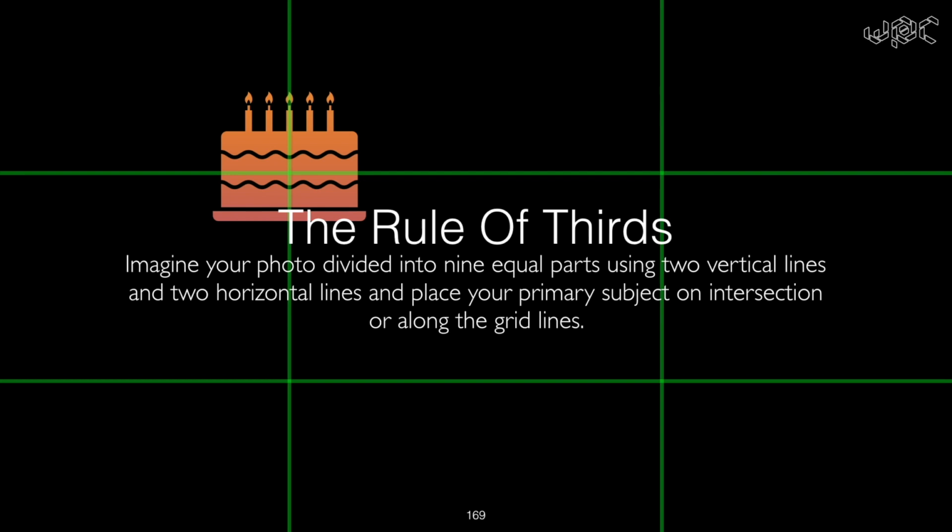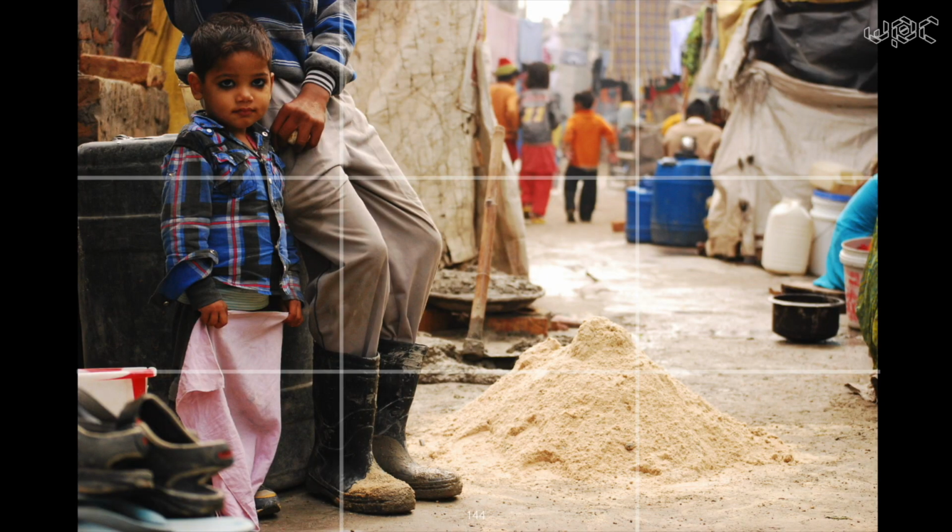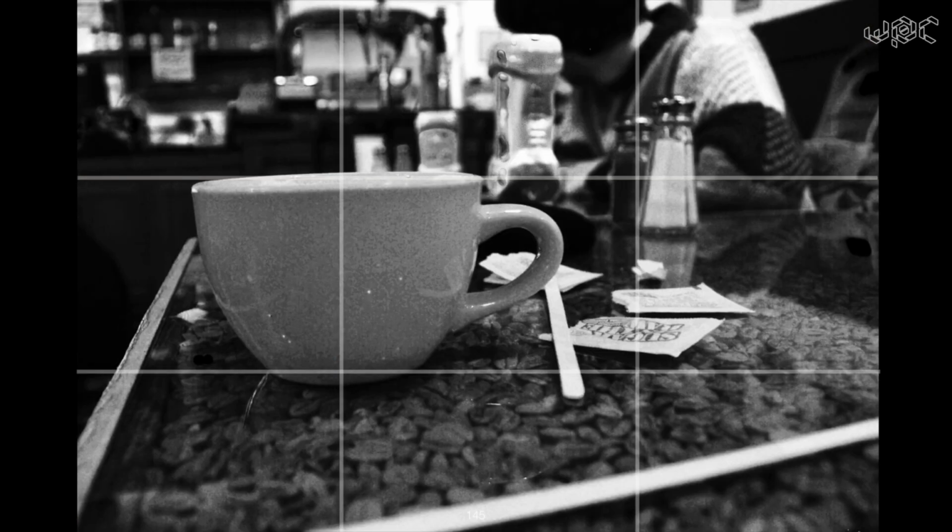In this first photo, the photographer has placed the kid directly looking into the camera along the lines. This photo is very pleasing to the eyes and is telling a story of how life is for these kids in the slums. The next example of a coffee mug as primary subject is also placed on the grid lines.